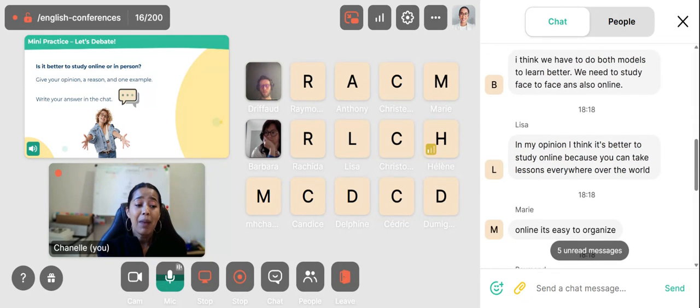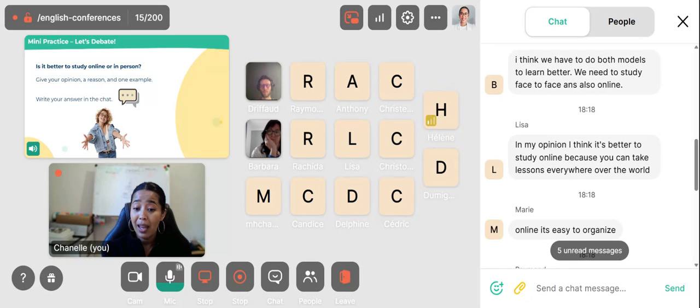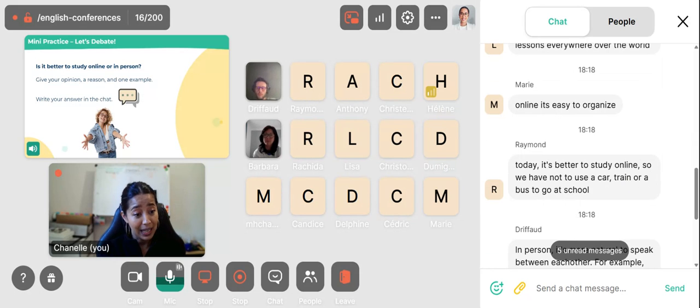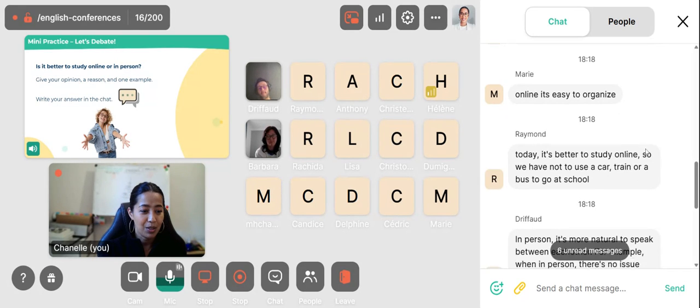Lisa says, in my opinion, I think it's better to study online because you can take lessons everywhere around the world. Absolutely. Marie says, online because it's easy to organize. Raymond says, today it's better to study online. So we don't have to use a car, a train, or a bus to go to school. Thank you, Raymond.